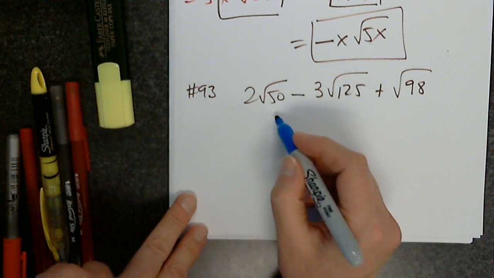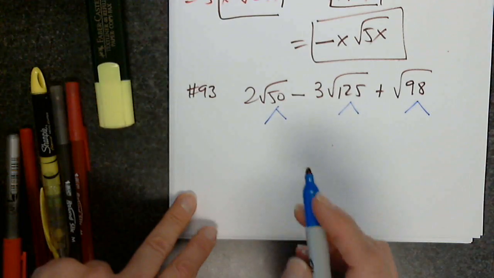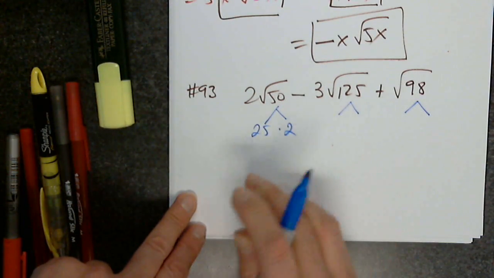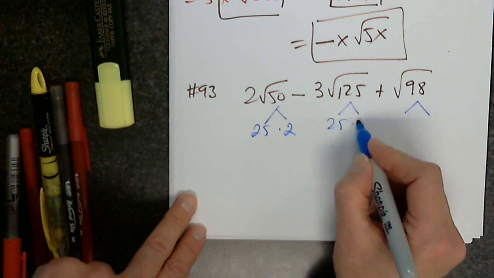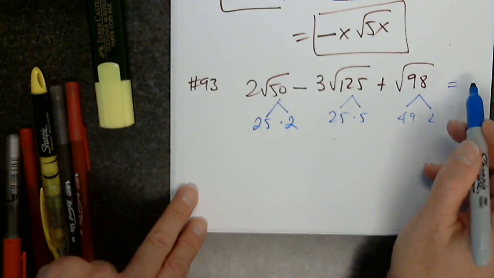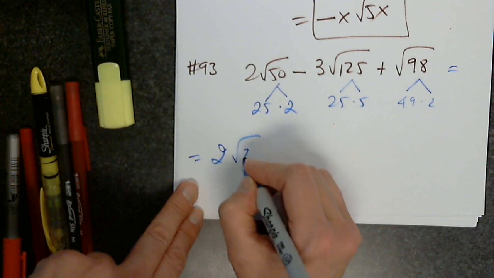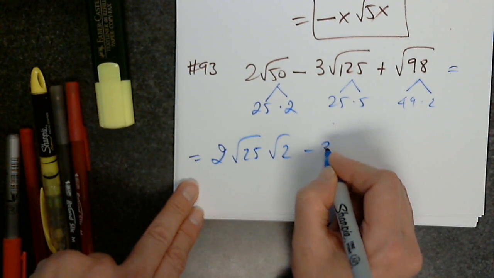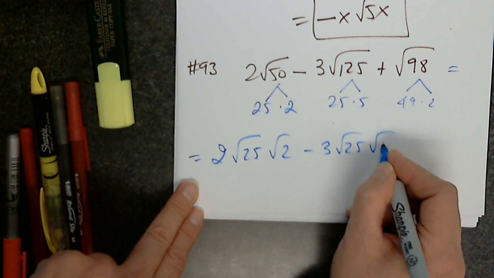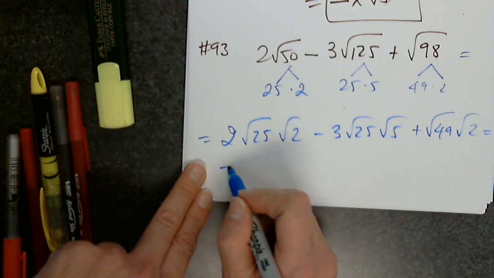Okay, ready? 50, 25, 98. Very good. Good. So this, if you want to write the intermediate step, you can. 2 times the square root of 25 times the square root of 2 minus 3 times the square root of 25 times the square root of 5 plus the square root of 49 times the square root of 2.